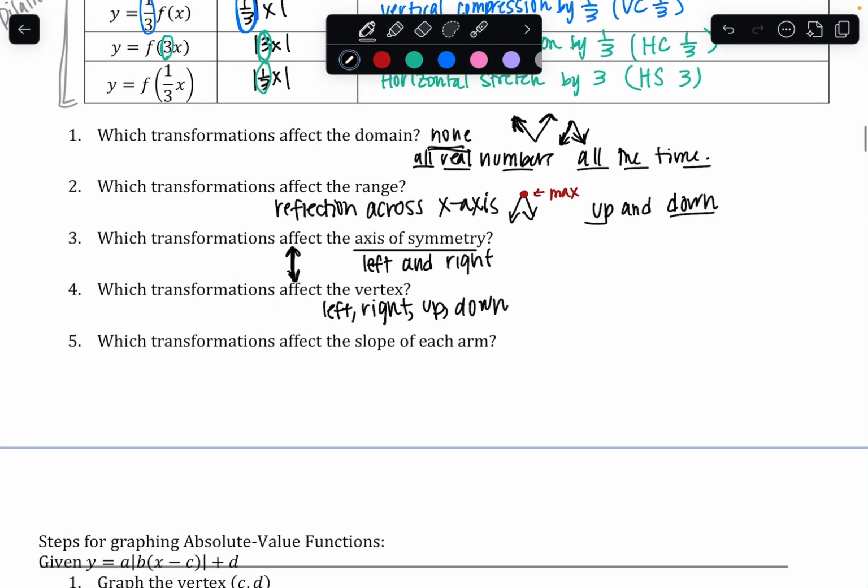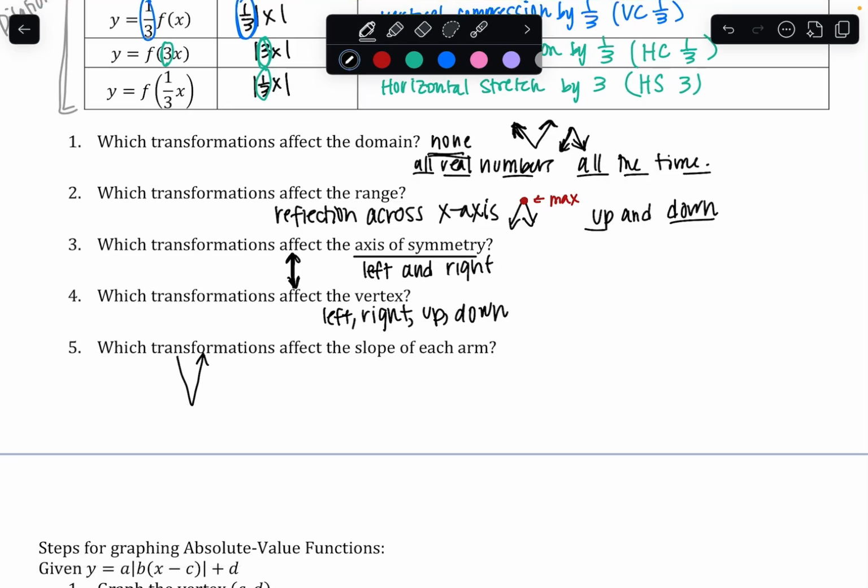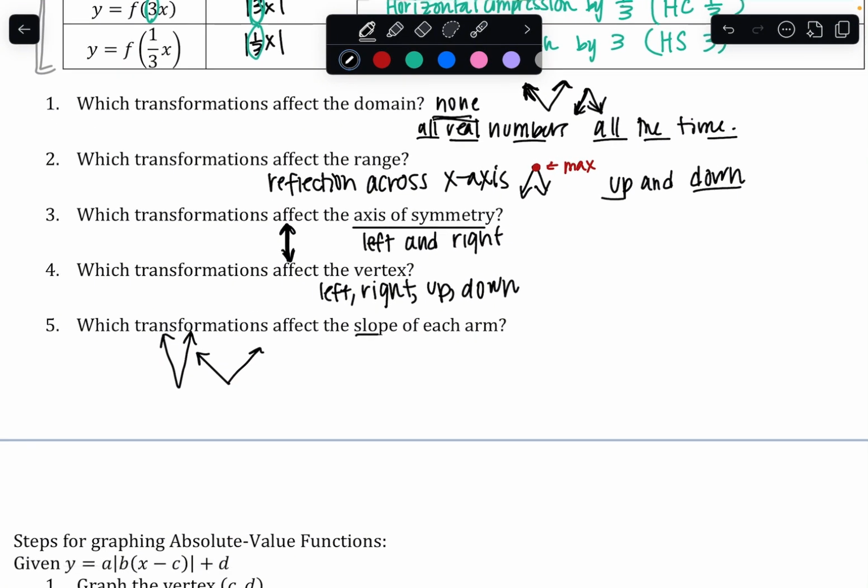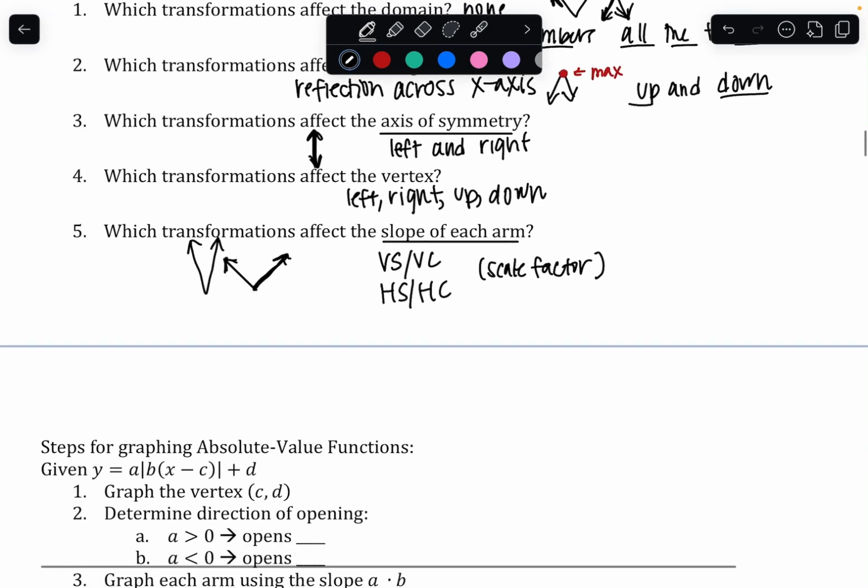And then lastly, we want to talk about how thin or narrow the absolute value function is versus how wide. And so in that case, we talk about the slope of each arm. Sometimes we call them a branch. So this is a line and this is a line, and they're going to have a slope, a positive and negative slope. And so the only transformations that affect that are your vertical stretch, vertical compression, horizontal stretch, horizontal compression. So basically anytime you have a scale factor, that's going to determine your slope. And we'll use that to graph each one.